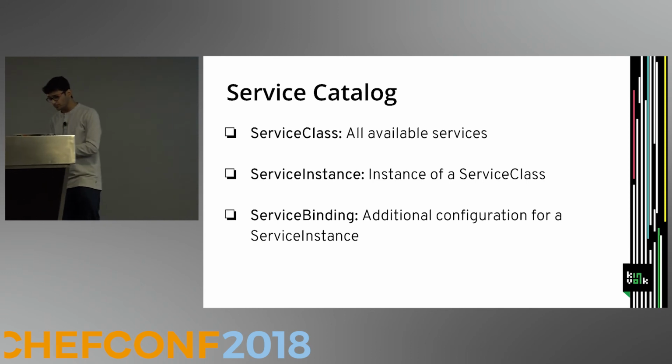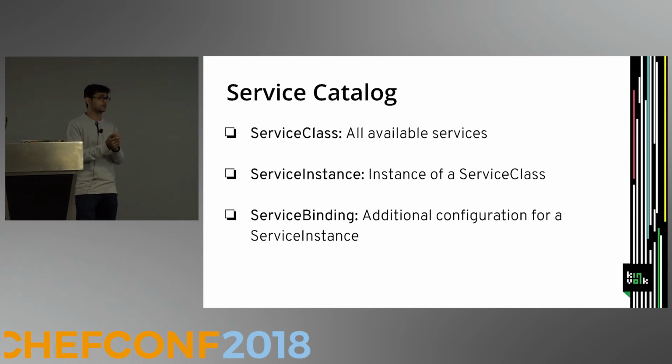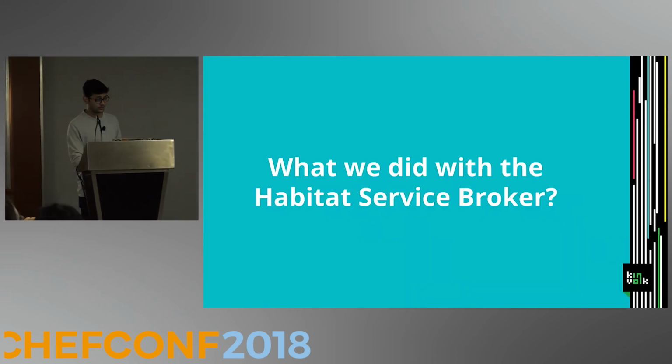Which helps you say, okay, here I want a new instance of Postgres, and then I want another instance of Postgres. So now you have one service class Postgres, but you can run multiple instances of the same service class. And the third concept here is service binding, and what it does is it adds additional configuration to your service instance. So when you bind to an instance, you're adding additional configuration that the service instance requires. We'll take a look at that in the demo as well.